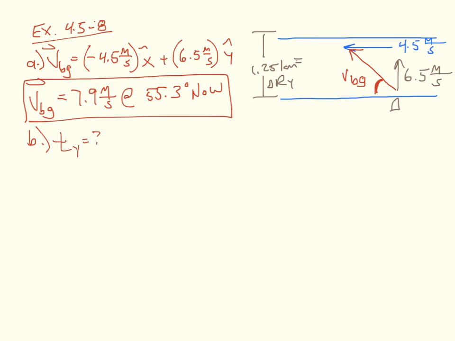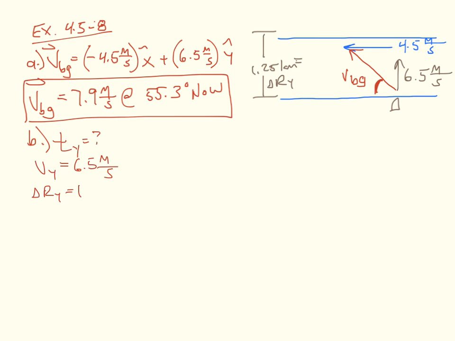Okay, so what's our velocity in the y direction? Well, we know what that is. That's 6.5 meters per second. All right, what's our displacement? That's an R right there. I'll just erase that. Displacement in the y direction.